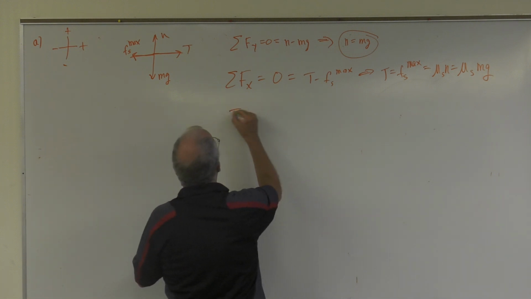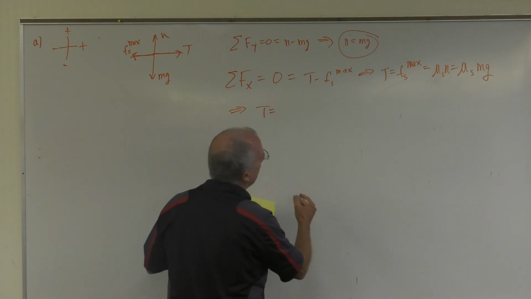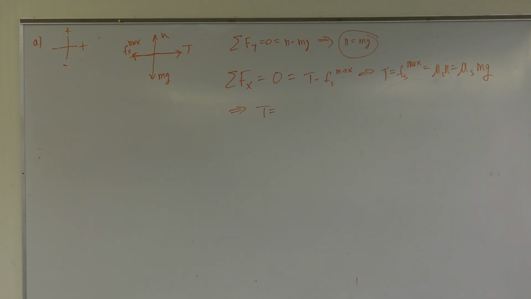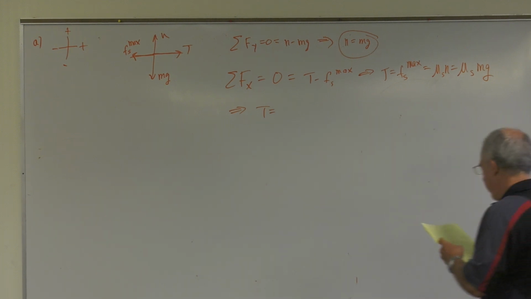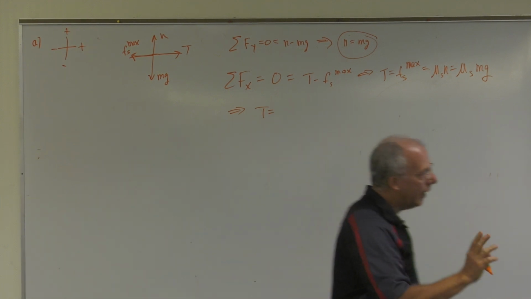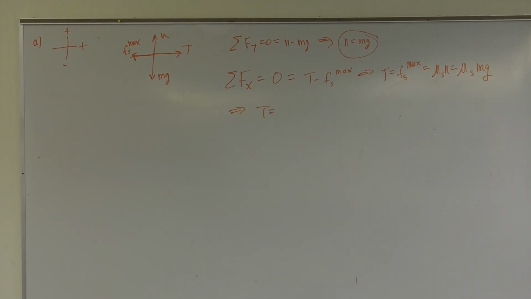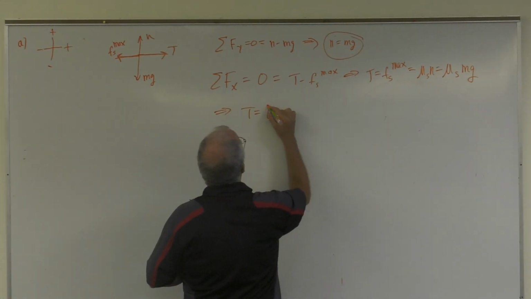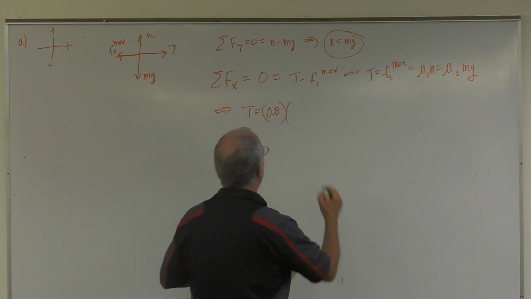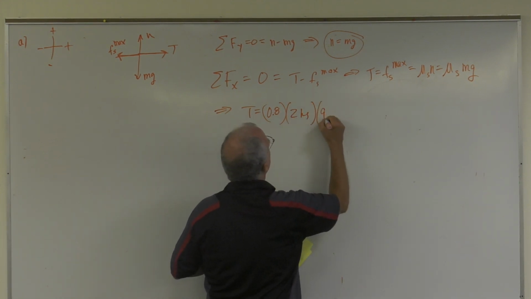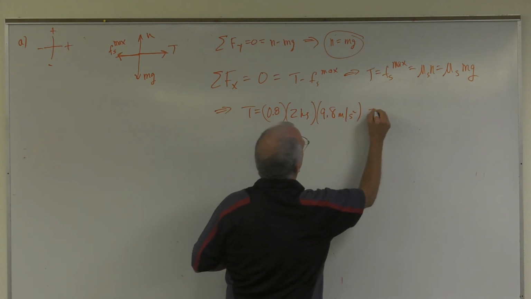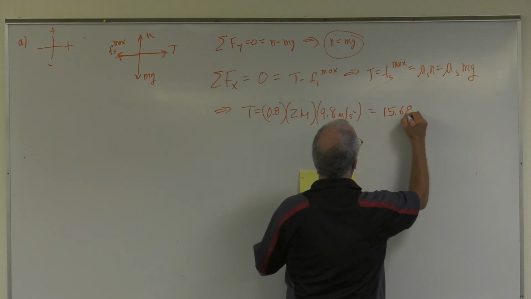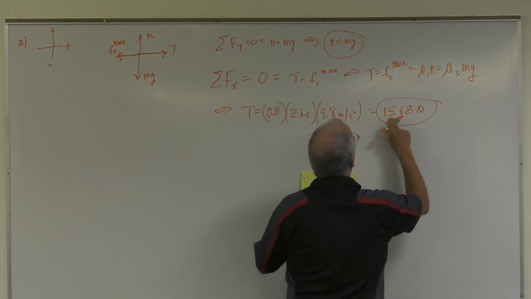All right, so plug in the numbers. So the tension is mu s mg. So mu s, steel on steel, 0.8. And you've got to get the right one, right? It's static, you know. So steel on steel dry, static, 0.8. M, 2 kilograms, 9.8. And that comes out to be 15.68 newtons.